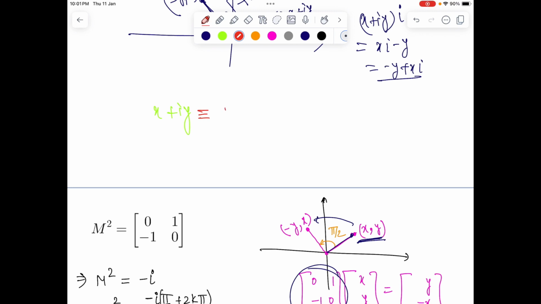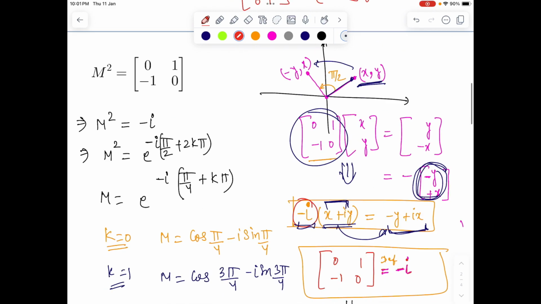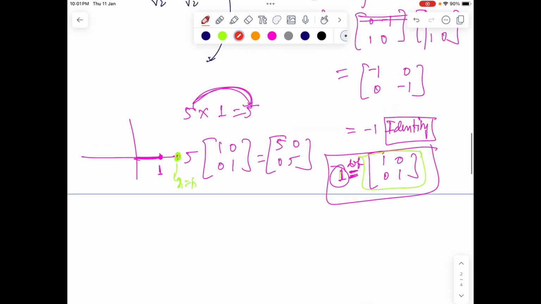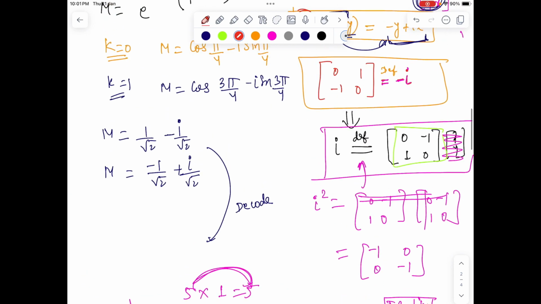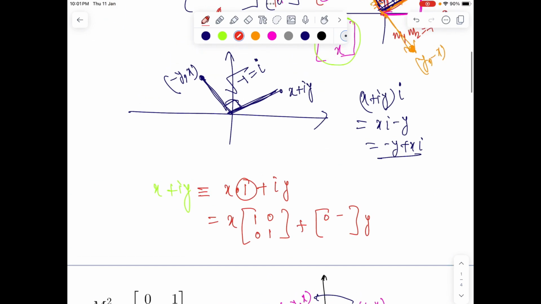So any number x plus iy can be equivalently represented as x times 1 plus y times i. Now what is x times 1? 1 is behaving like an identity matrix, 1 0 0 1, plus, according to our newly created definition of iota, 0 minus 1, 1 0. We can say x plus iy is equivalent to this notation.